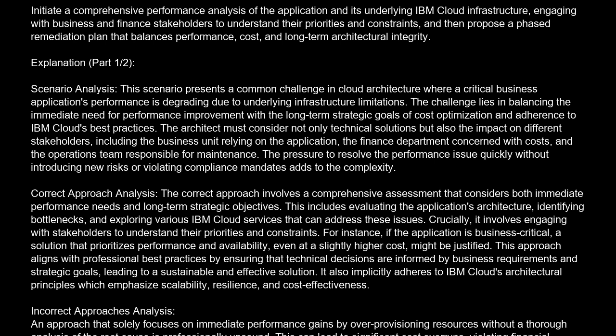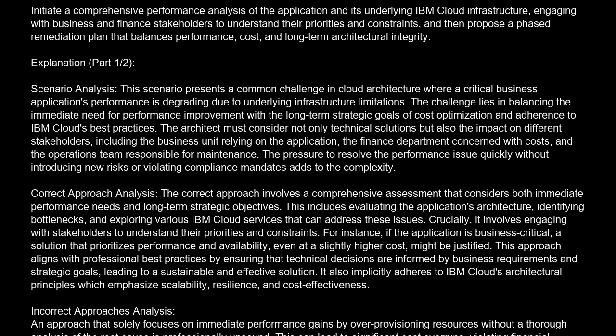Correct approach analysis. The correct approach involves a comprehensive assessment that considers both immediate performance needs and long-term strategic objectives. This includes evaluating the application's architecture, identifying bottlenecks, and exploring various IBM cloud services that can address these issues. Crucially, it involves engaging with stakeholders to understand their priorities and constraints.